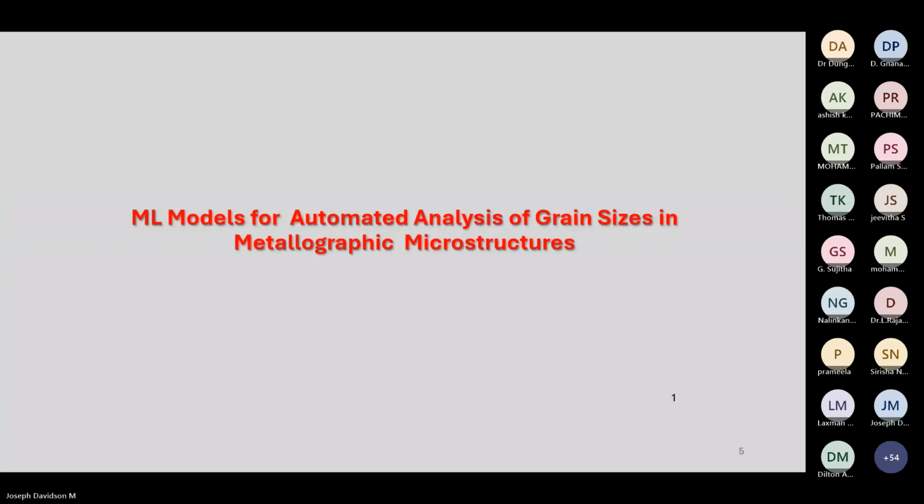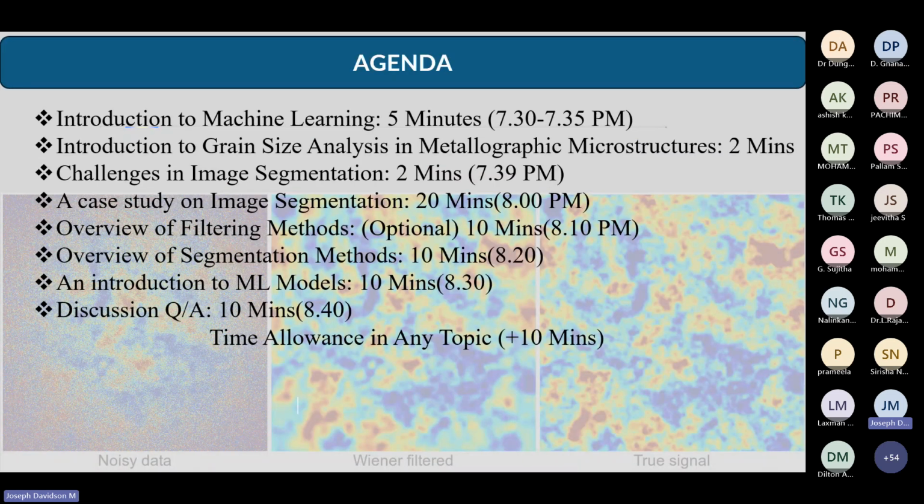The topic is ML models for automated analysis of grain sizes. So obviously we'll be having a microstructure. The microstructure manually we will measure the grains, and we should be able to produce the same number of grains as well as the size using the ML models. This will be my time schedule. I'll be doing a small amount of introduction on machine learning and grain size analysis. These are all for very few minutes only.